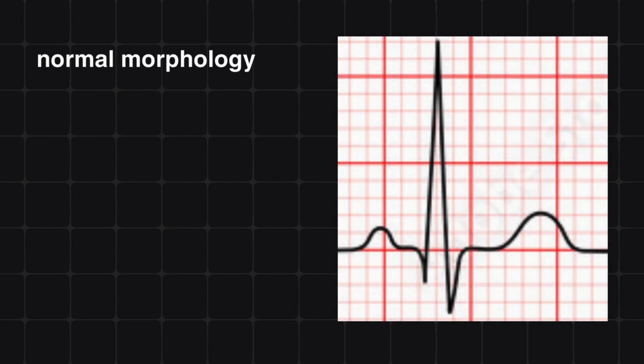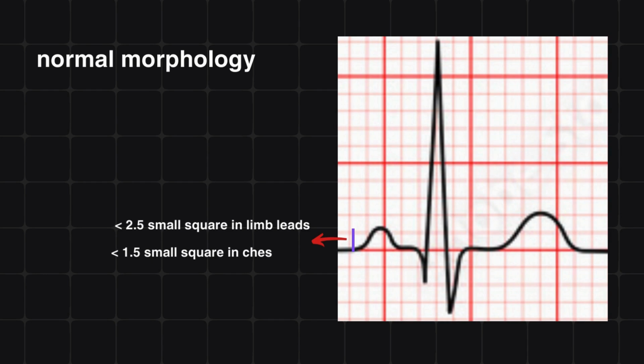How should a normal P wave look like? P wave should be smooth. It should have a height less than 2.5 small squares in limb leads, and less than 1.5 small squares in chest leads. It should have a duration, or width, of less than 120 milliseconds, that is 3 small boxes.